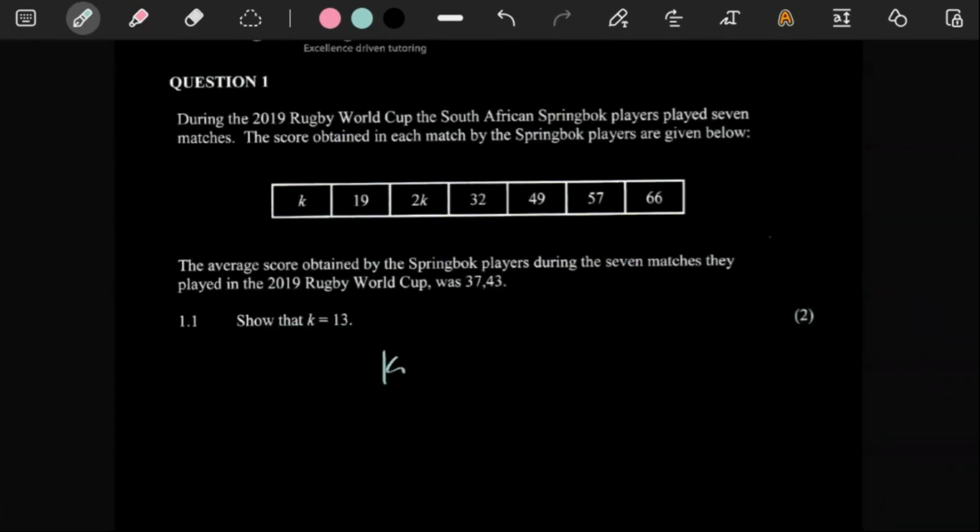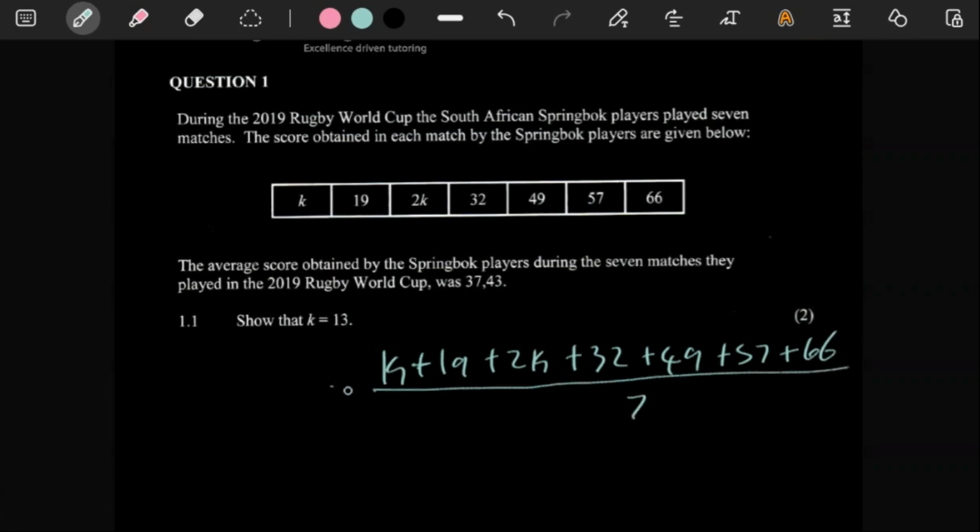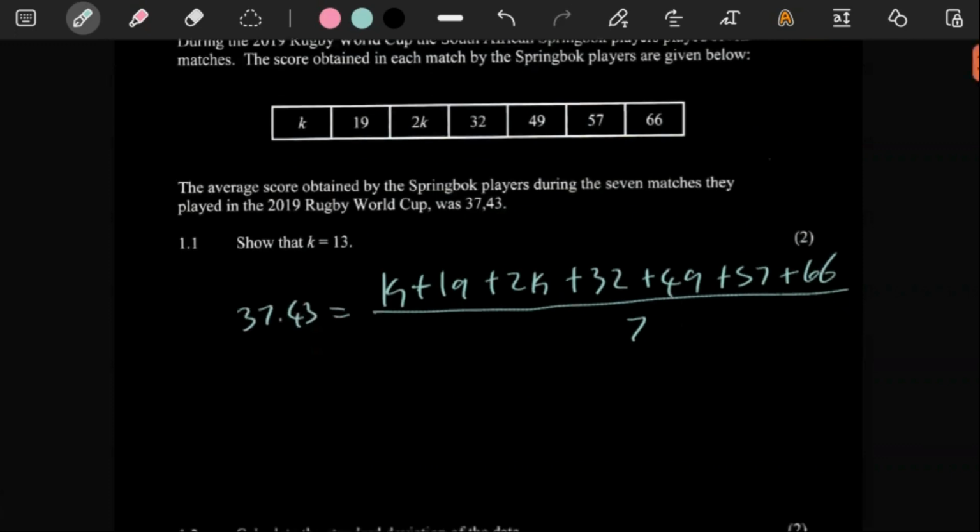This is quite a straightforward question because if you have the average already and you have the data, all you need to do is add it all up and then divide by the total. So you add everything up and divide by 7, and we know that this is equal to 37.43.